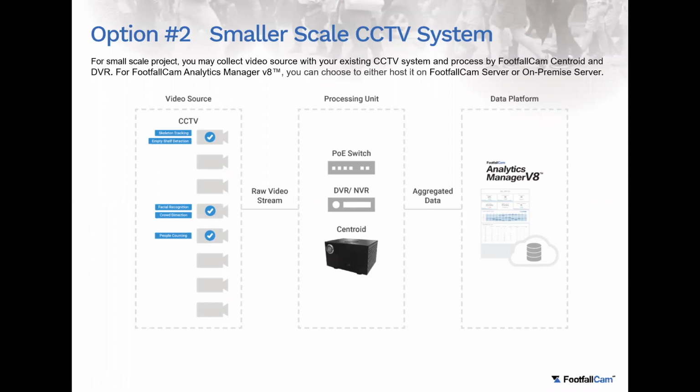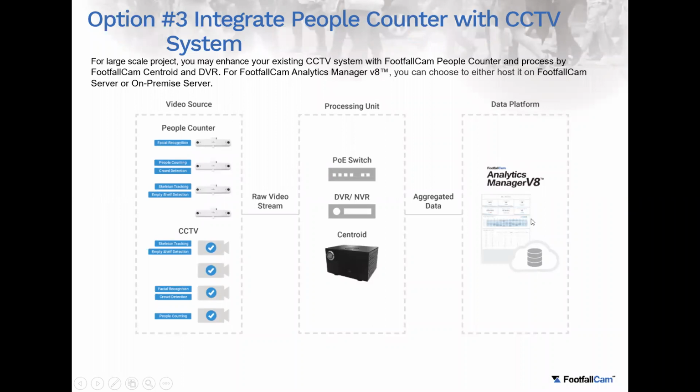You can go from a small retail shop that has 8 cameras, where you just need to provide them with 1 centroid, or it can scale up to a whole city where you probably need about 20, 30 of those centroids. Likewise, all the aggregated data will come to our cloud platform. You can also integrate; it can be a mix of people counter and CCTV systems. This obviously is a much larger scale, for example, for city planning. And that's how they are being connected as well.